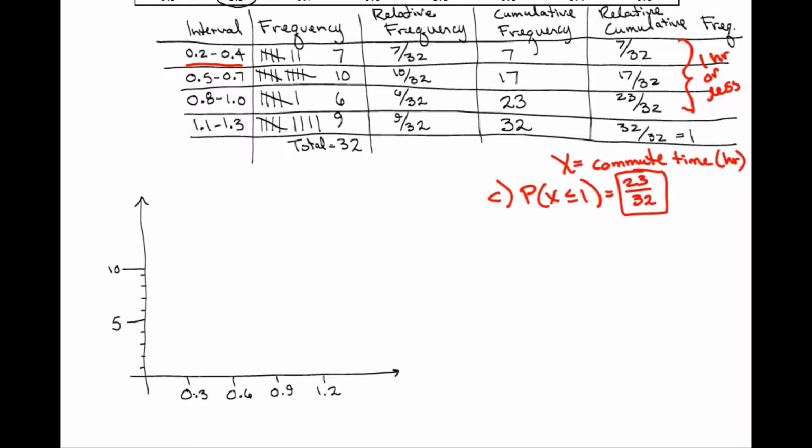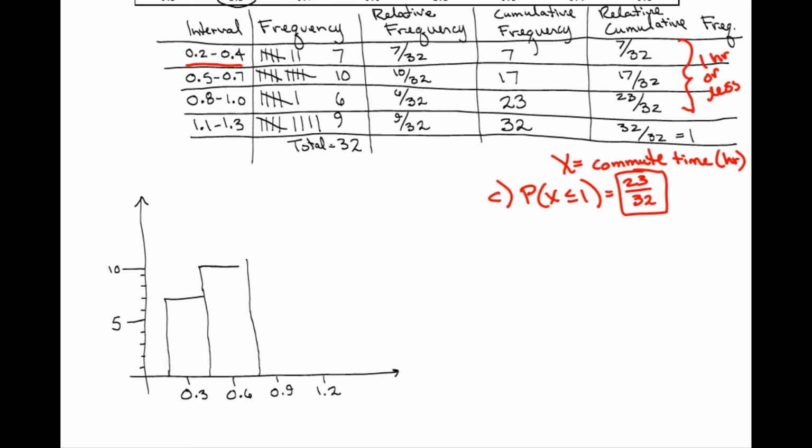So 0.3 will be in the middle of the bar that is 7 units high. So I'm going to make my bar about this high, 7 units high, so that looks like it's about right here. The next one will go up to 10 units. So up to 10.